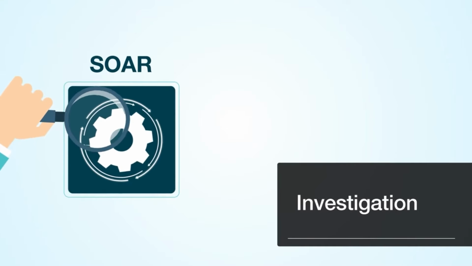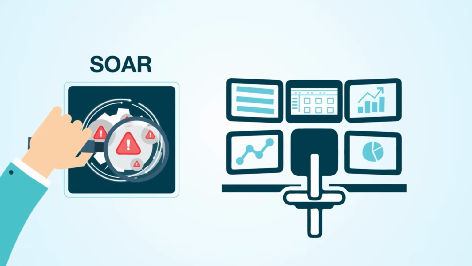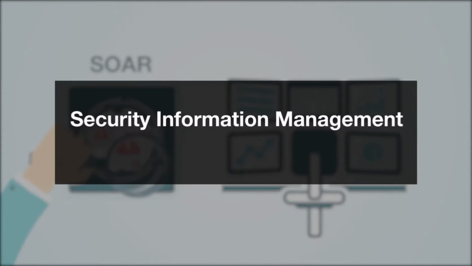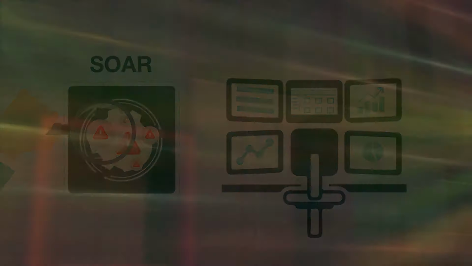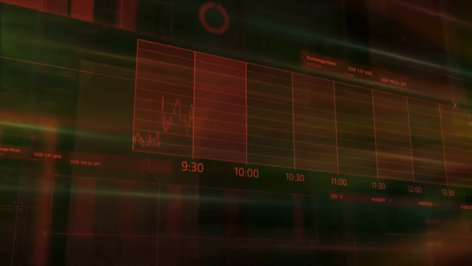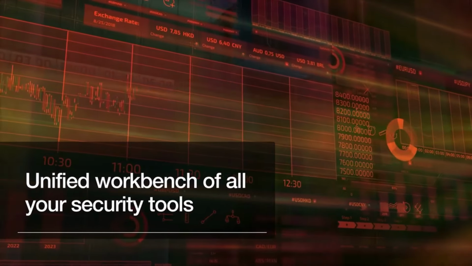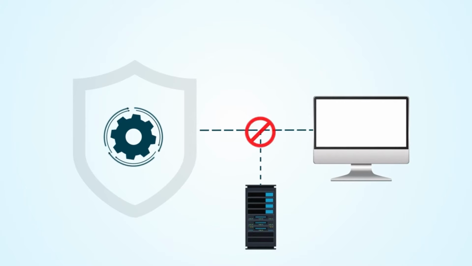Investigation is another crucial SOAR capability. When a suspicious alert appears, teams can perform their investigative tasks, such as checking threat intelligence sources for reputation or querying a security information management system, SIEM, for relative events from within the SOAR platform. The information gleaned from this investigation will determine the required mitigation steps. Then, because SOAR is a unified workbench of all your security tools, you can take those mitigation steps from within SOAR as well. For example, from within SOAR, you can block traffic from a malicious IP address in your firewall, or delete a phishing email from your email server.